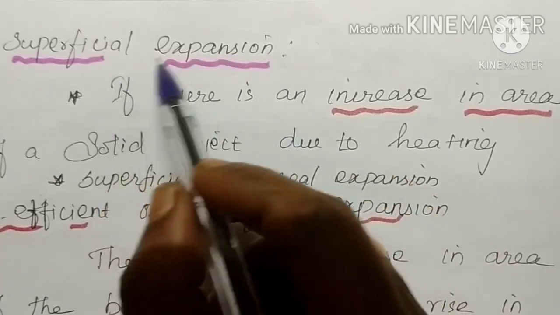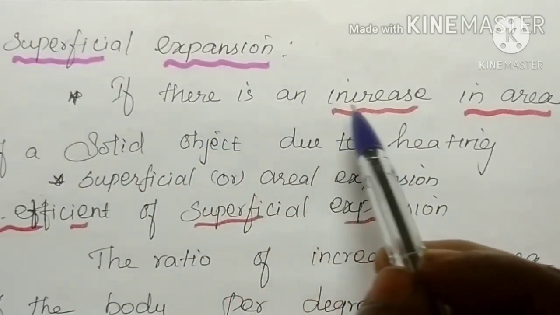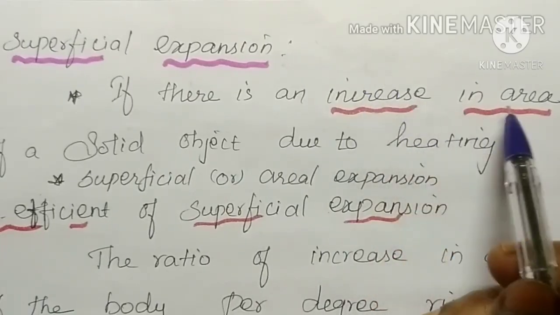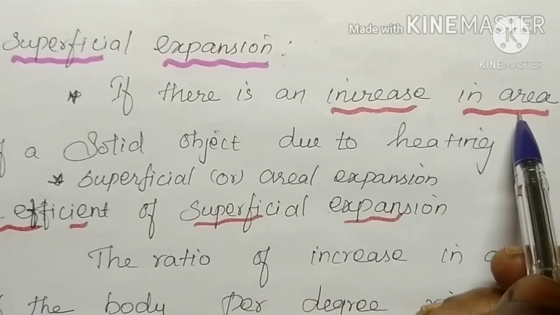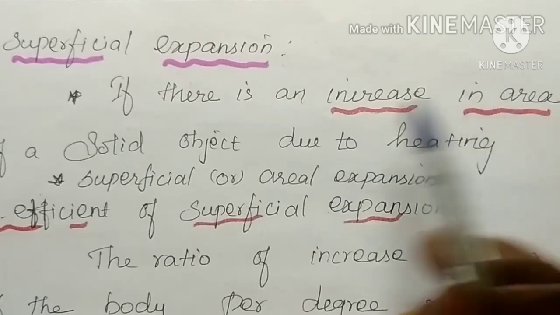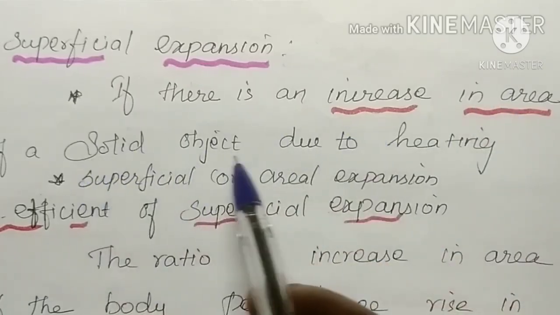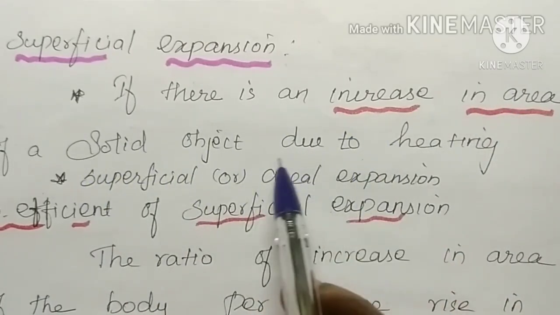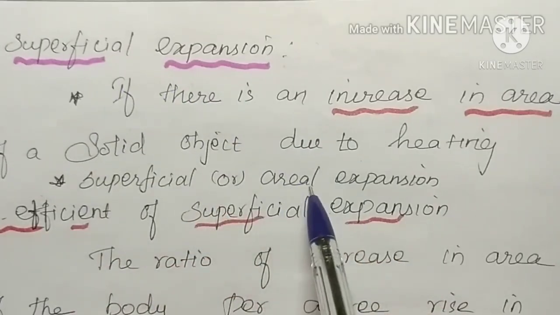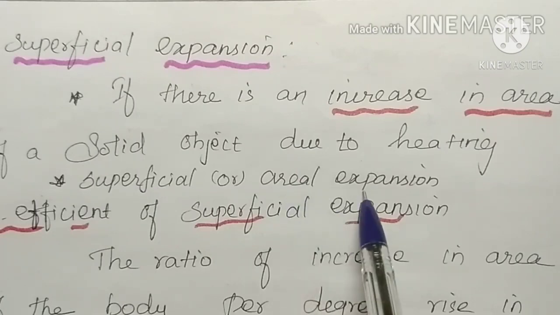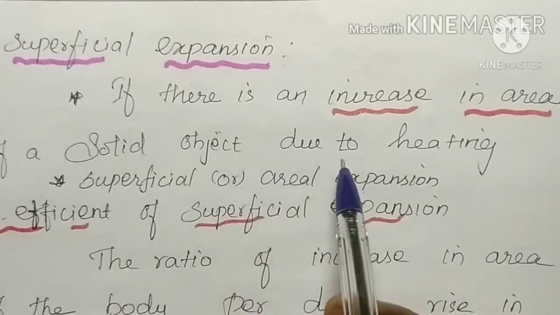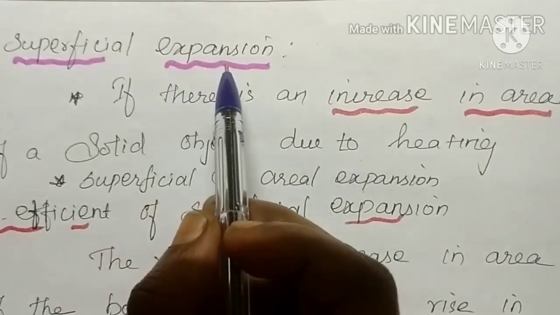Next we are going to learn what superficial expansion is. In superficial expansion, there is an increase in area. The last one we studied was increase in length; here it is increase in area. There will be changes in the area of an object. The increase in area of a solid object due to heating is called superficial expansion, also called areal expansion.